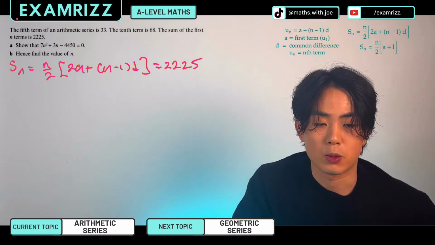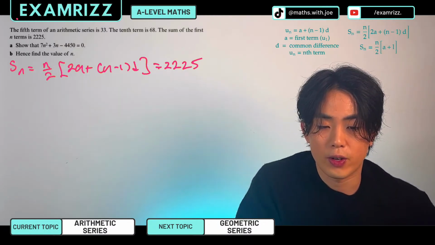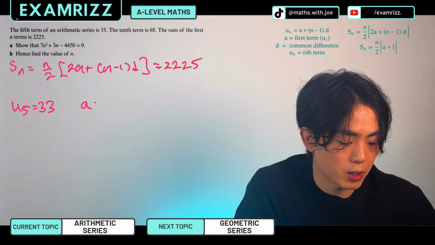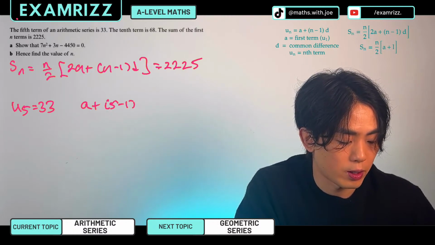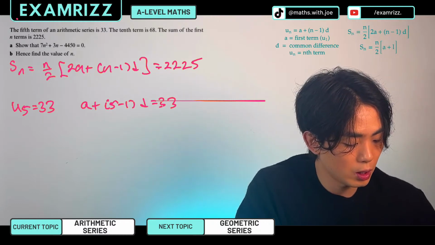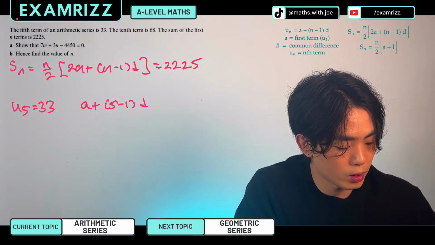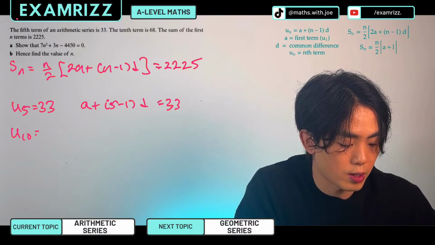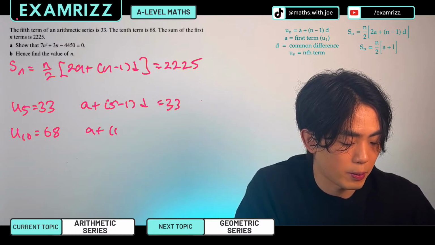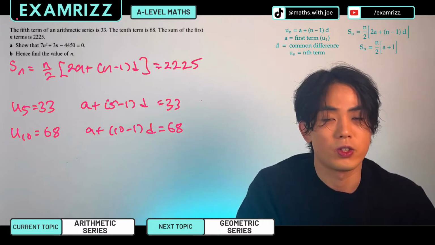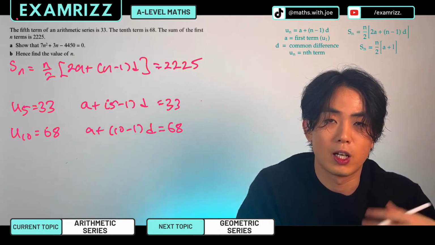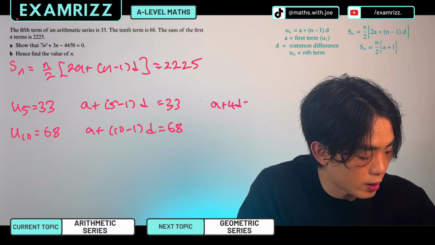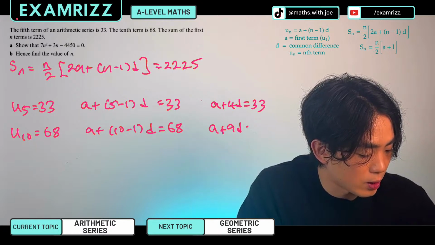Right, so we don't know a or d, so in this case we have to find them first. It told us that the fifth term is 33. So we know that u5 is equal to 33. So we can say that a plus 5 minus 1 d is equal to 33. The second thing is they told us the 10th term, u10, is equal to 68. So we can say that a plus 10 minus 1 d once again is going to be equal to 68. So you can see what we're doing here. We're creating two formulas and we're going to use simultaneous equations once again. So let's go for a plus 4d is 33 and a plus 9d is equal to 68.